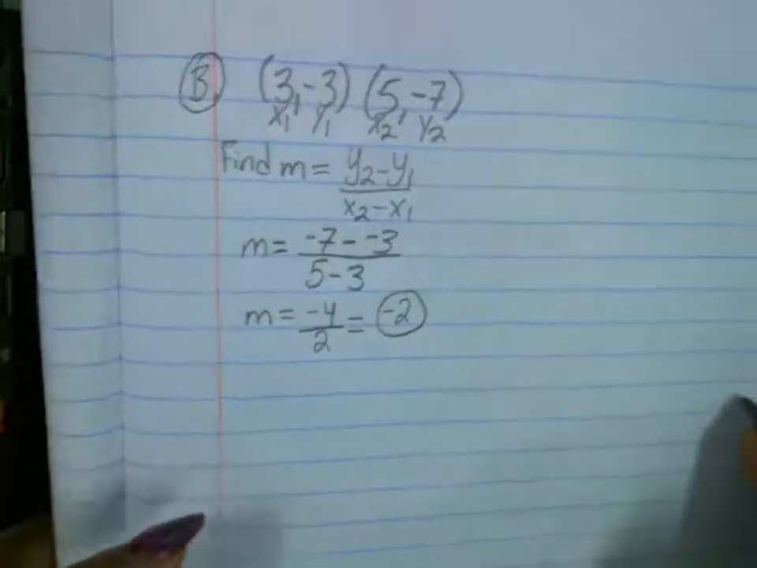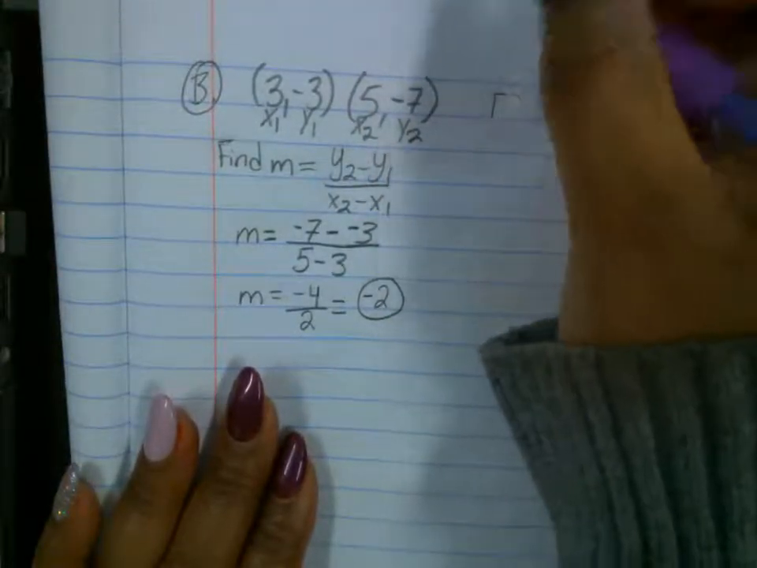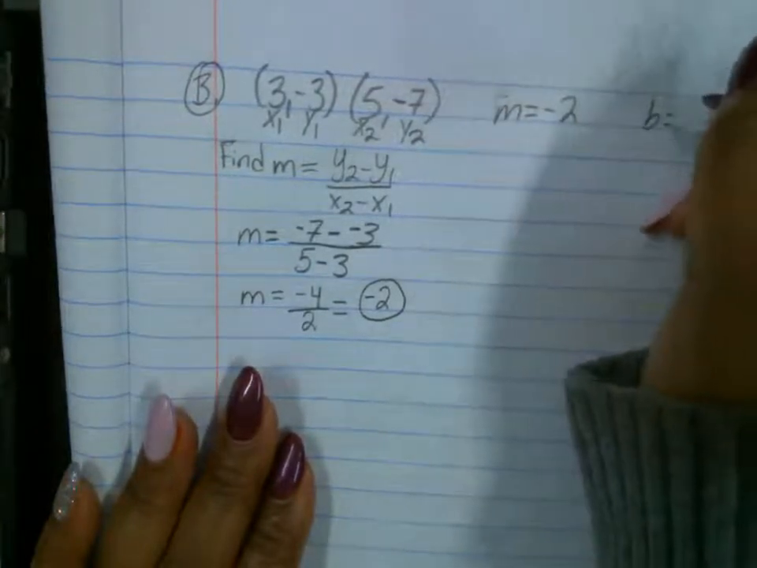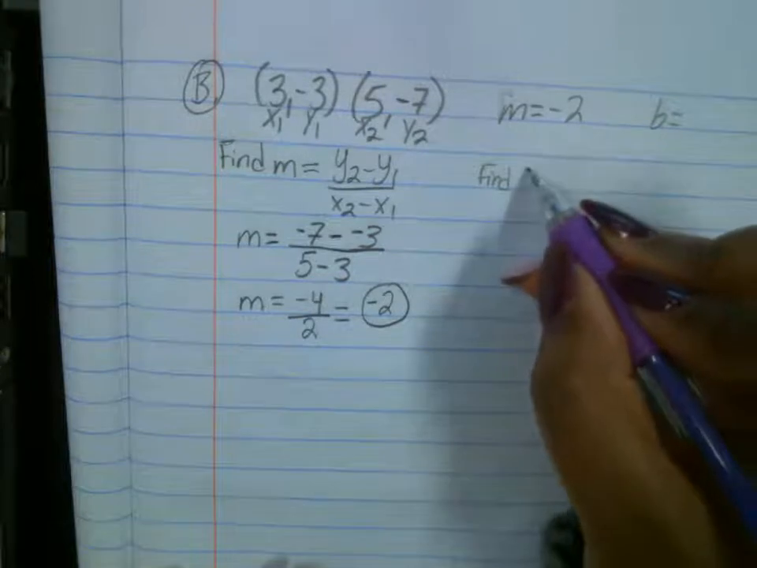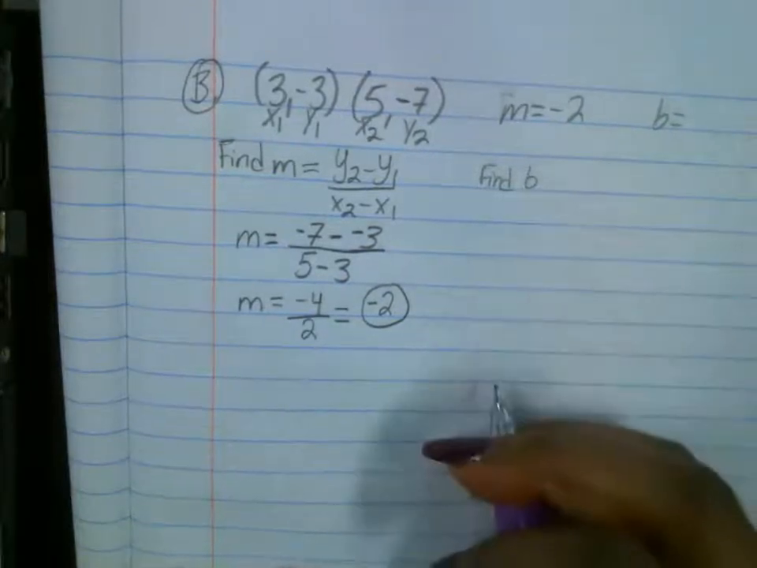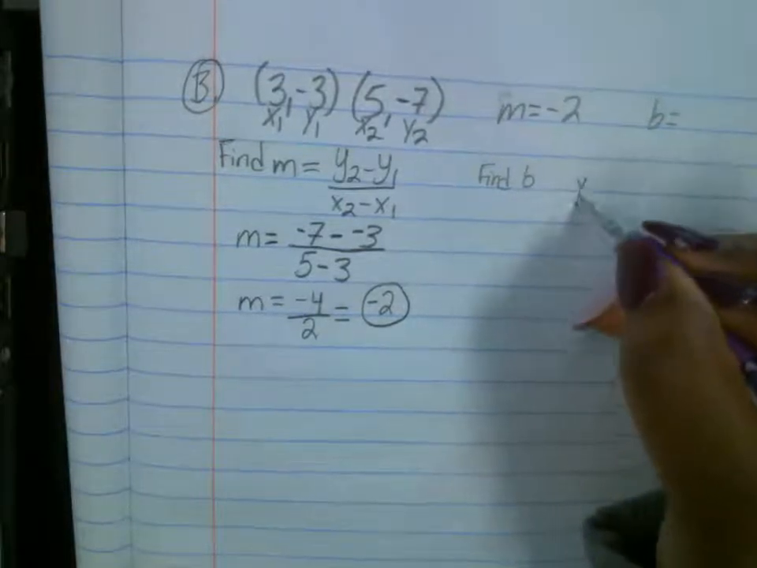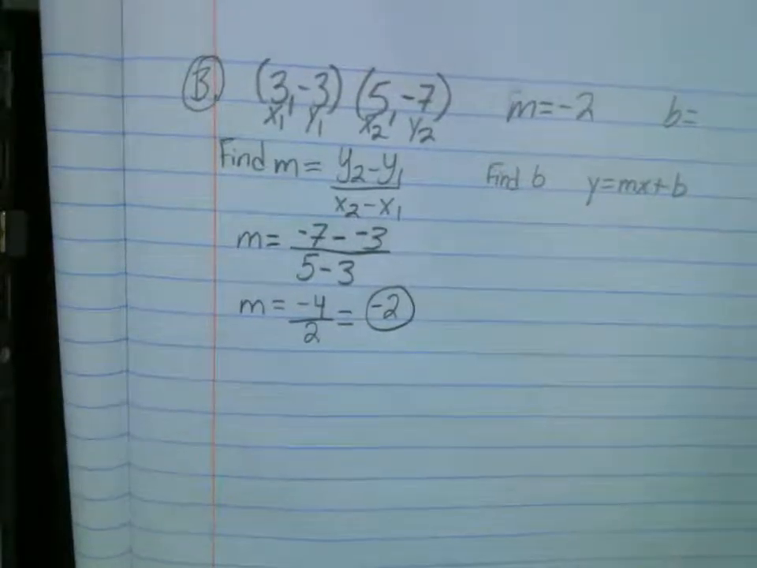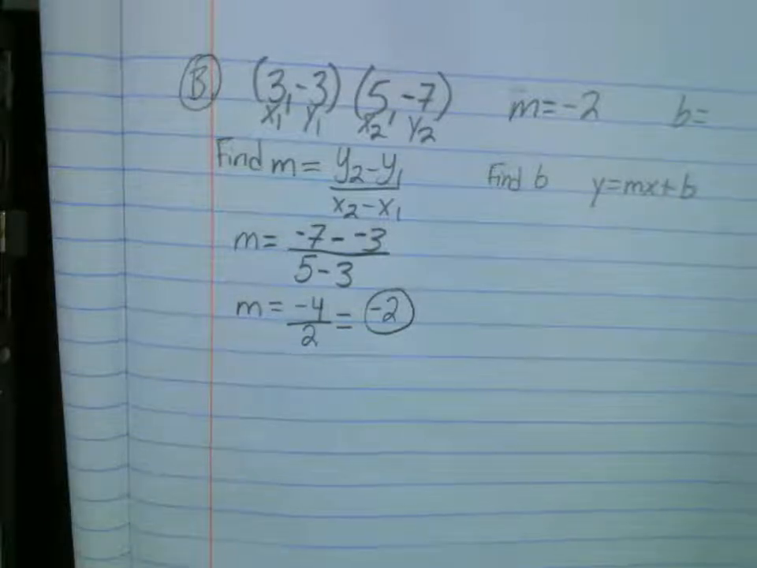What's the second step? After you find M, now you got to find B. Okay, so we have M. I'm going to write that up here. M is equal to negative 2. Now we have to figure out what B is. What do we use to find B? We use y equals mx plus b. Which point is the easiest point to use? The first point or the second point?